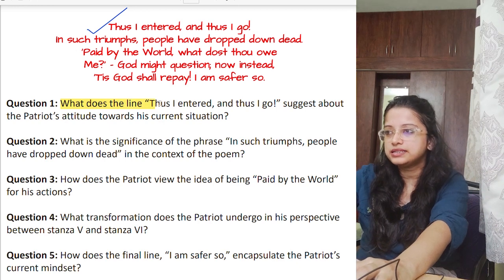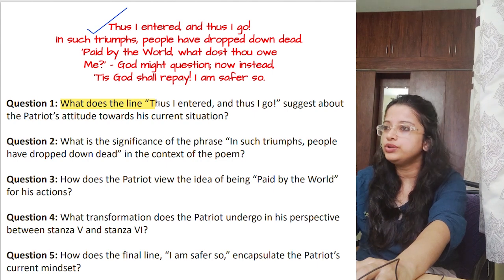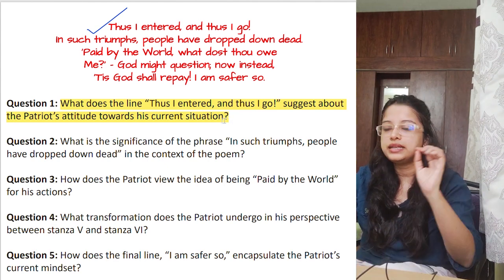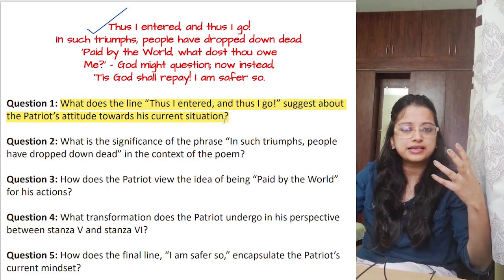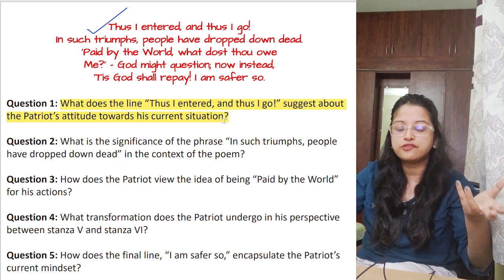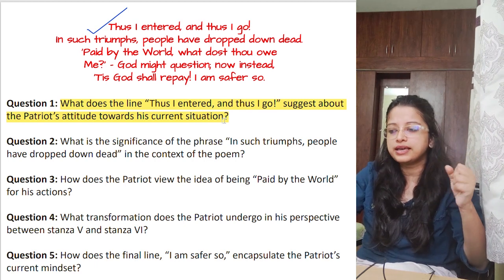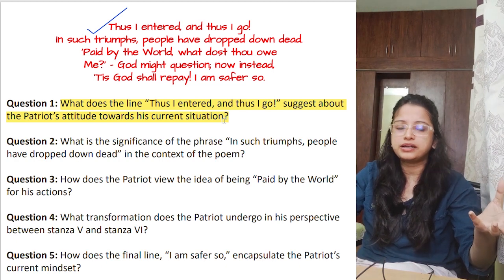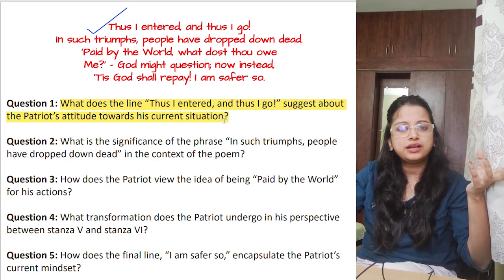What does the line "thus I entered and thus I go" suggest about the patriot's attitude towards his current situation? About the situation he is now at present. The line suggests that the patriot accepts his fate. He says that okay, when I have to endure it, I will endure it. And he is resolute, that means he is strongly accepting it in his approach to face whatever lies ahead. So he says it doesn't matter, thus I entered and thus I go. I have come to earth and I took birth and now I am dying. Now it cannot be helped.